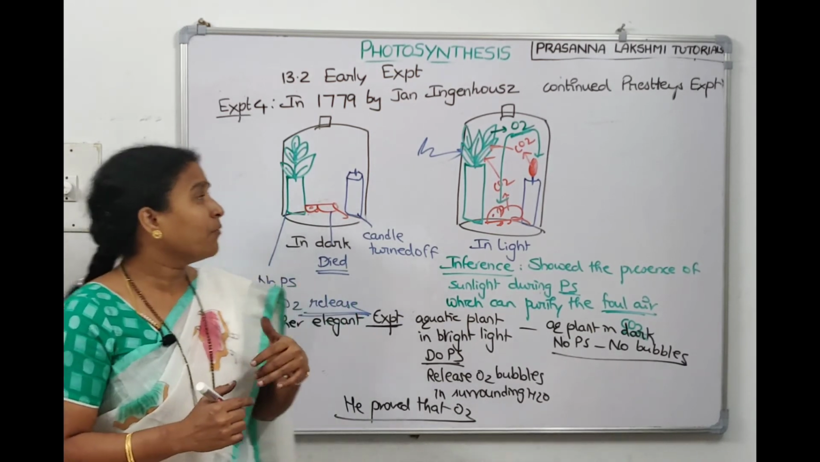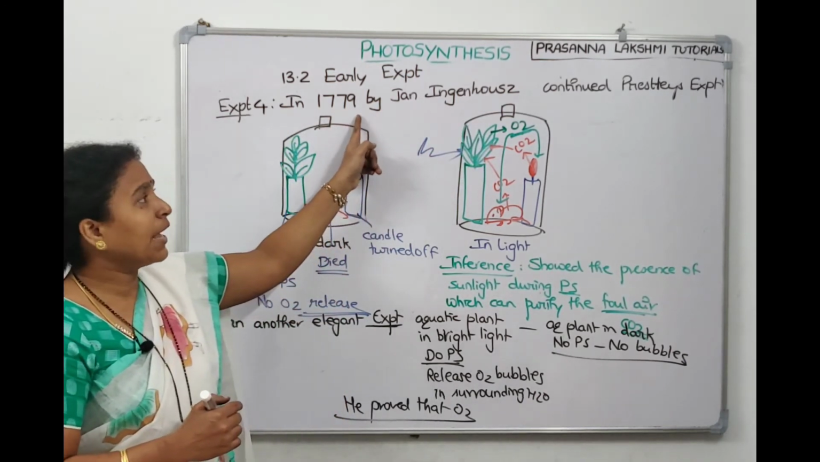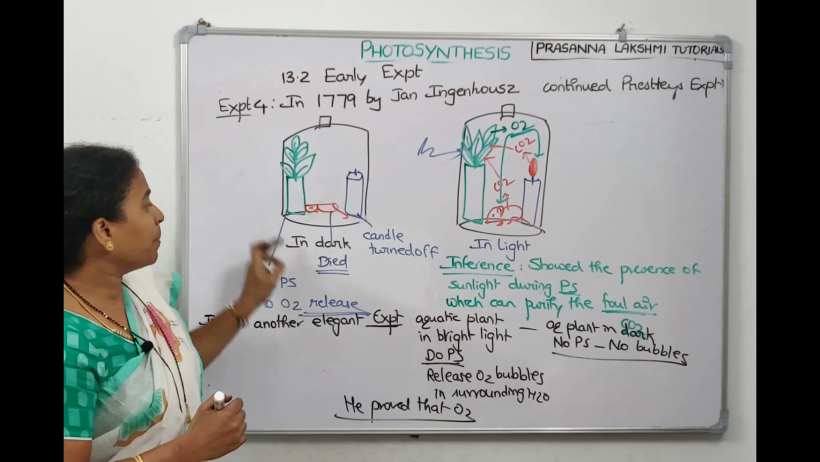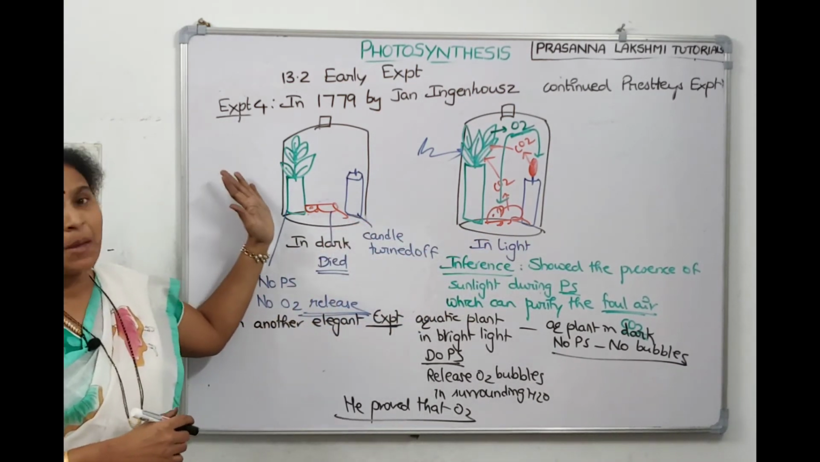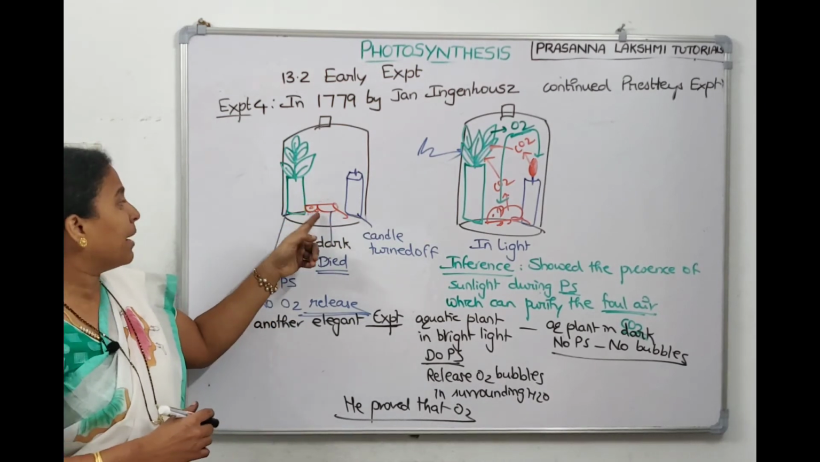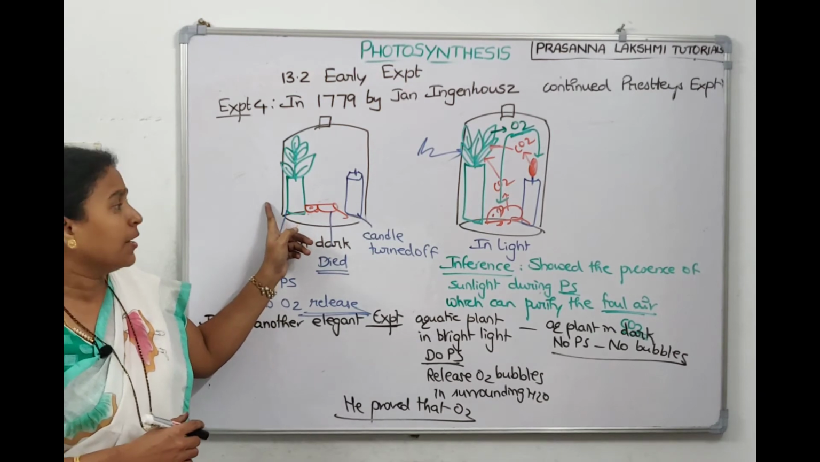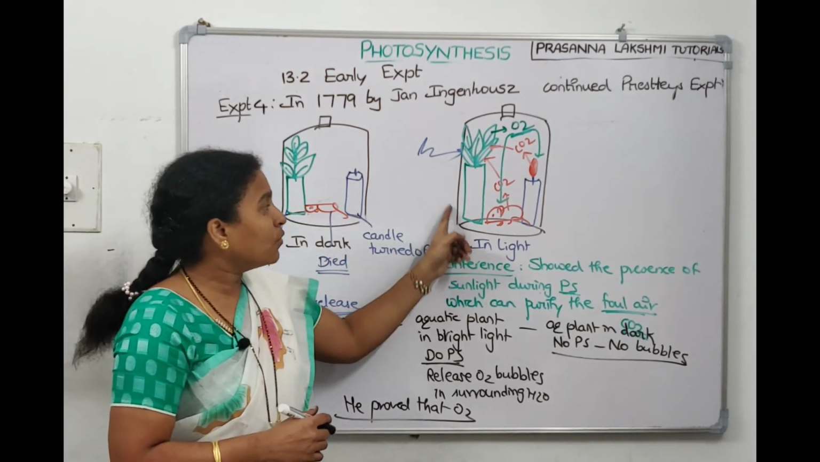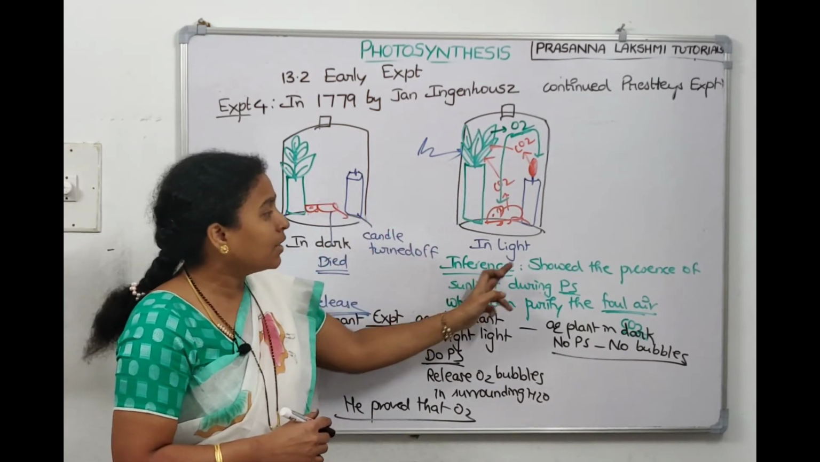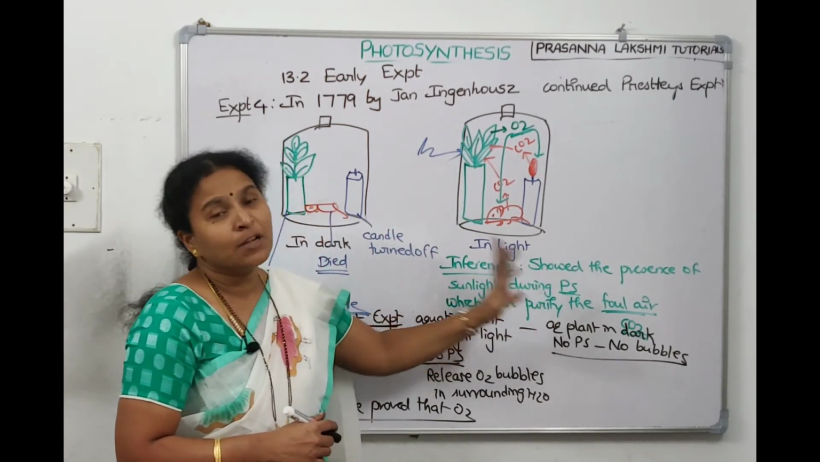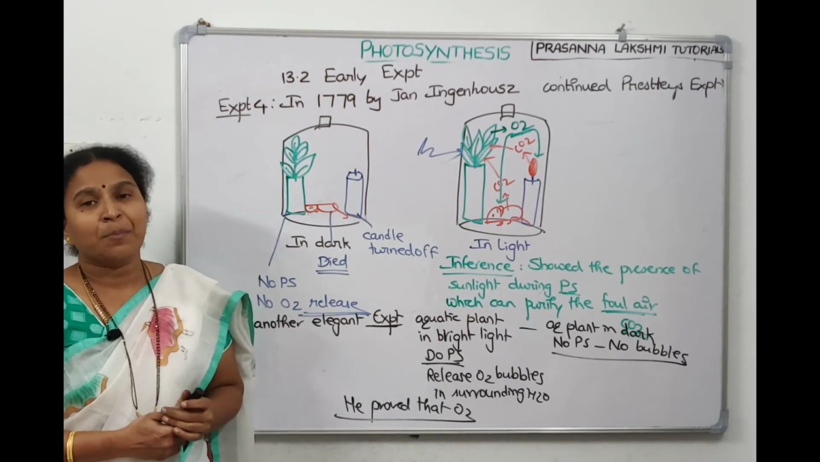Now the similar setup was continued by Jan Ingenhousz in the year 1779. He subjected the same setup once to dark, once to light, and he told that in the dark, even though you keep the same setup, the mice will die and the candle will turn off because the plant is not doing photosynthesis. When you expose it to light, then only it will do photosynthesis, then only it will release oxygen, right? So that's what he showed: the presence of sunlight is required during photosynthesis. The plants will take the light and then they'll purify the air.